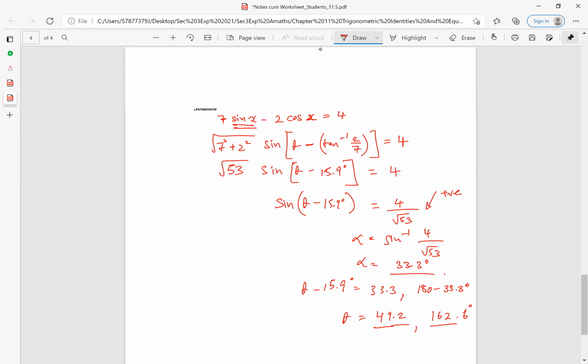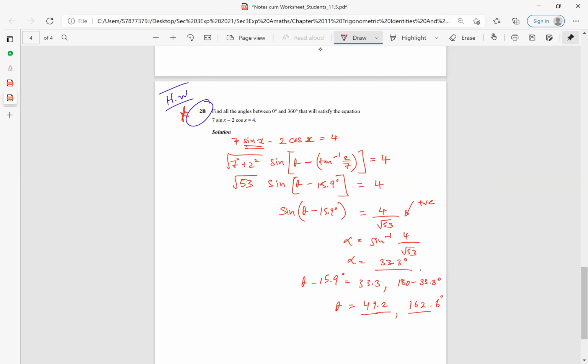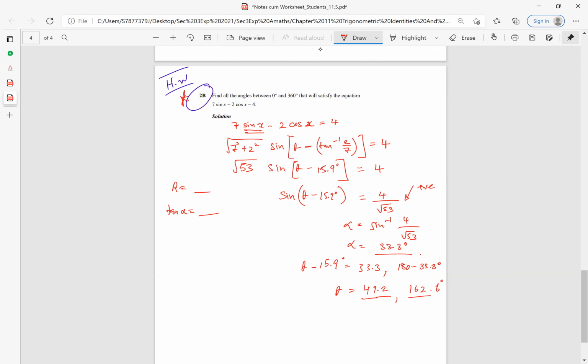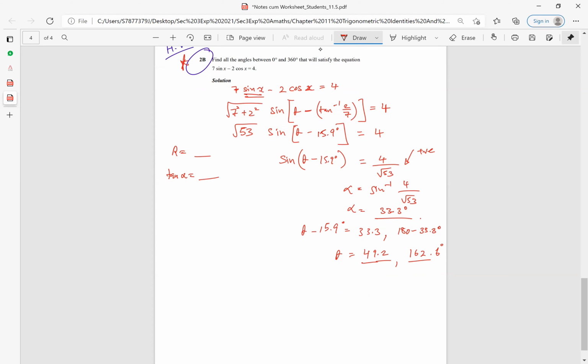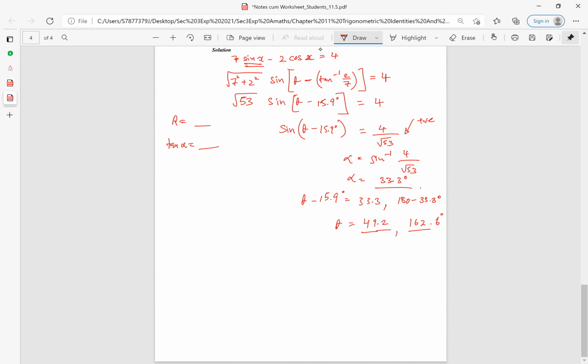This is the working. Of course, if you want to do it more properly, you should find your R first. Then you must find your tangent alpha, and then you substitute in. Other than that, this is the maximum they will ask you for this section.